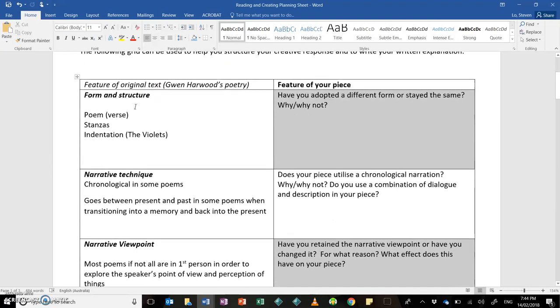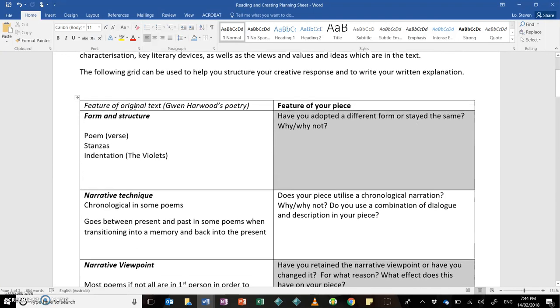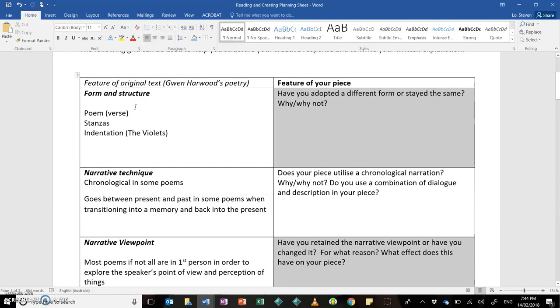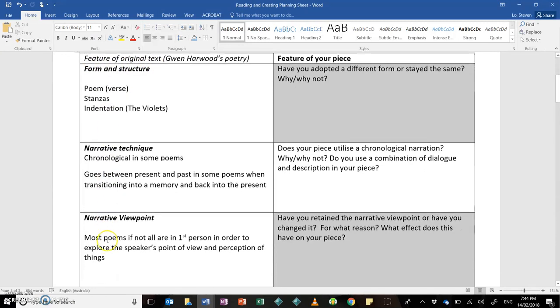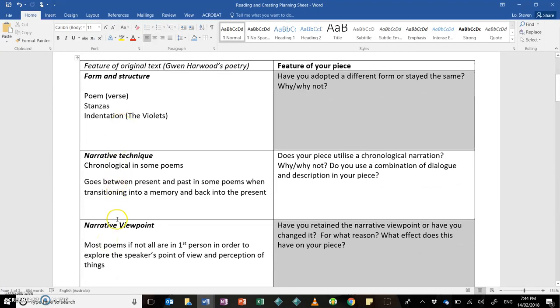So I've already done or filled out some of it, just to give you an idea of what to put in here. On the left, we've got feature of original text, so this is all about what you can remember and what you understand from Gwen Harwood's poetry. You may need to go through some of the poems again just to be able to fill all of these things out. I've taught Harwood for the past 4 years, so a lot of this is off the top of my head. And on this side, the right side, are the features of your piece.